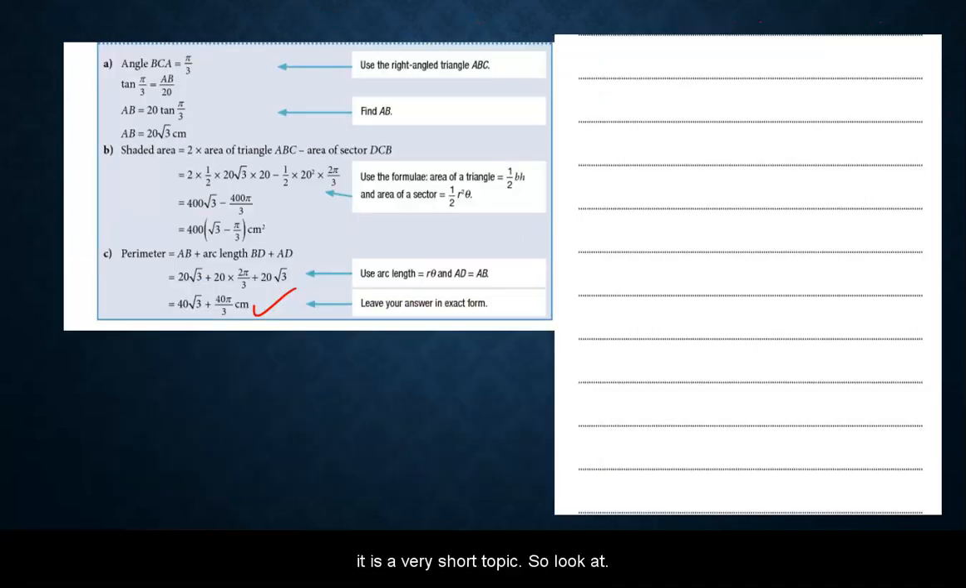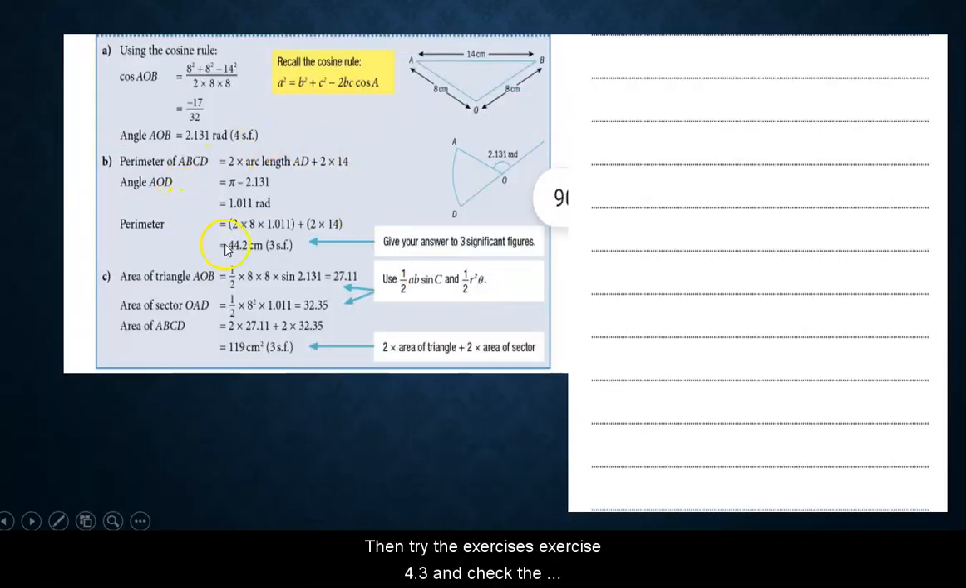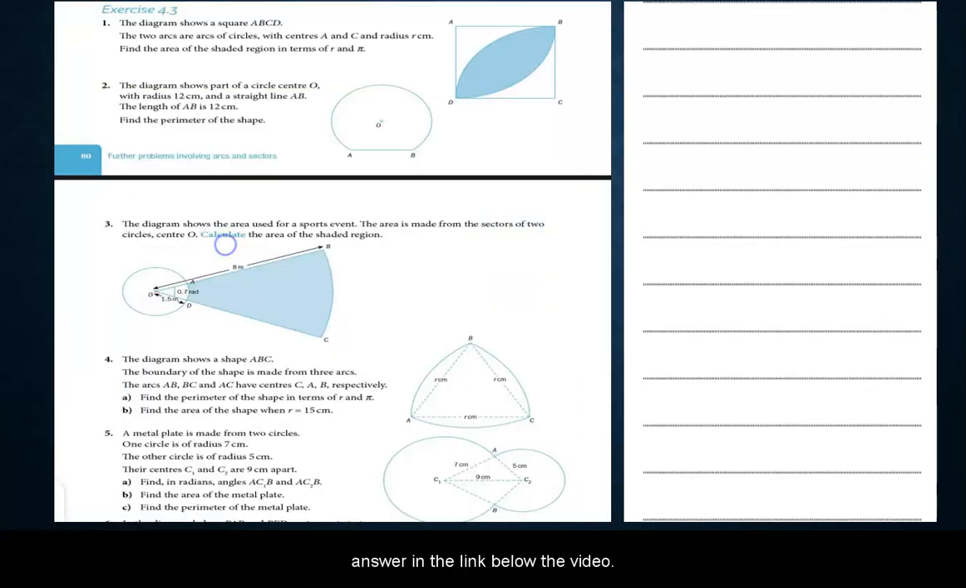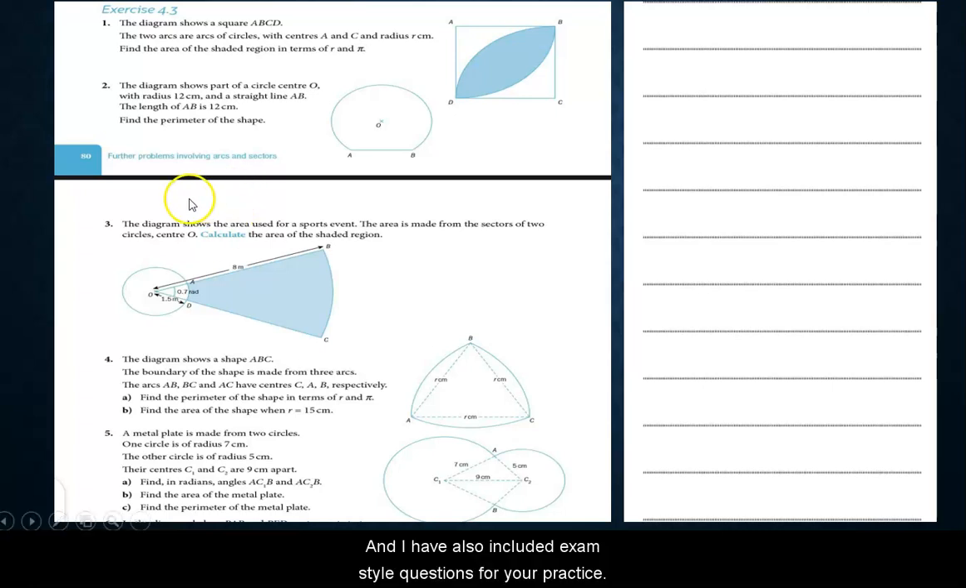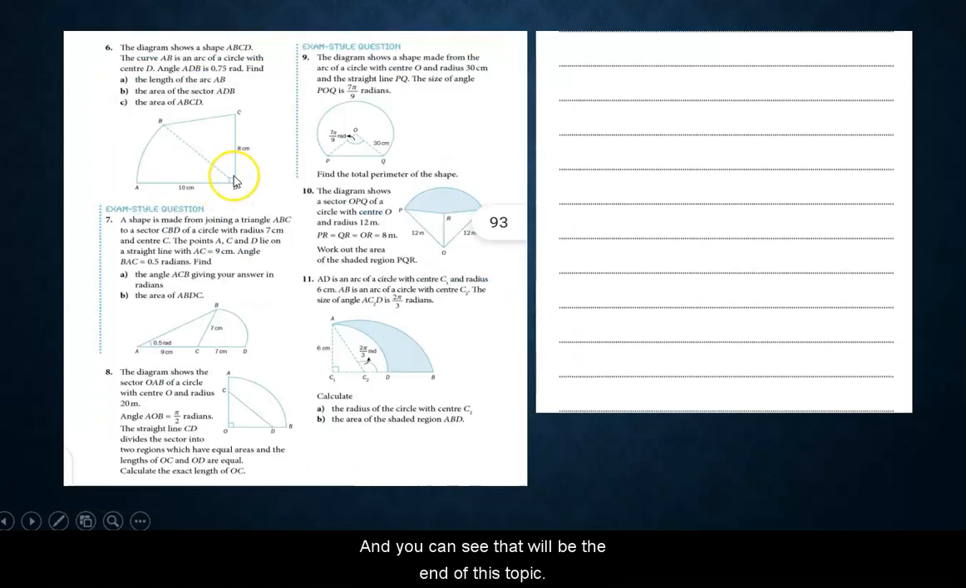Like I said from the beginning, it is a very short topic. So look at example 6 and try to follow through. It is as simple as the one we did. And then try the exercises, Exercise 4.3, and check the answers in the link below the video. I have also included exam style questions for your practice. And that will be the end of this topic.